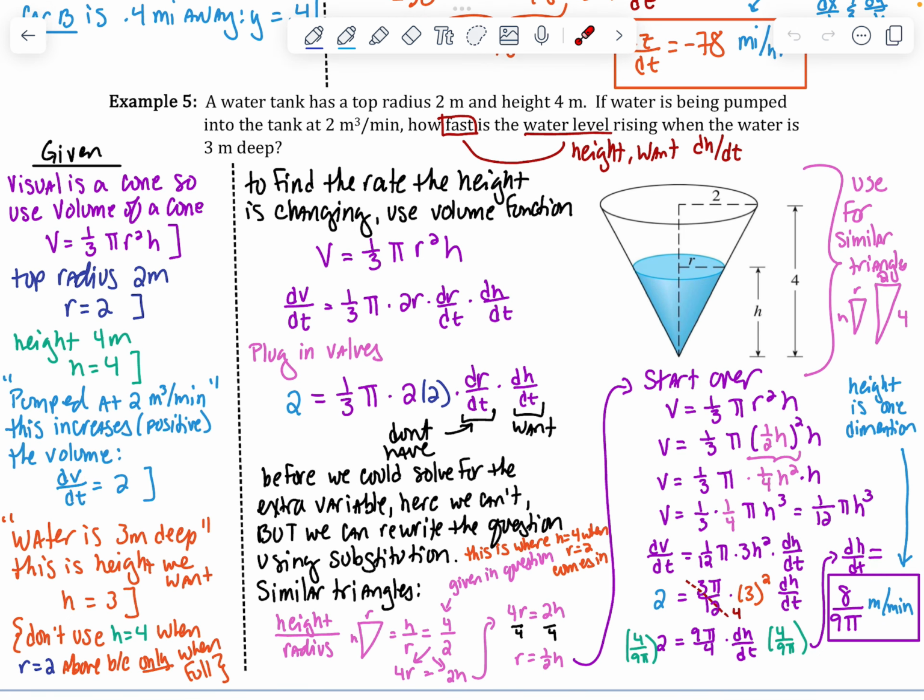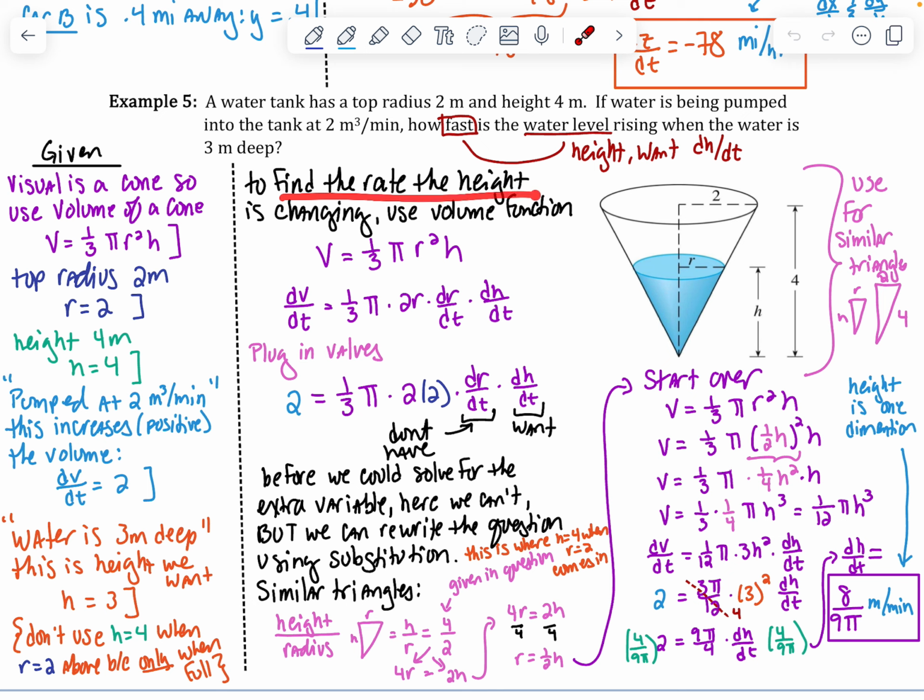So the last piece of information is we want to know how fast the water level is rising. It is going to be a positive answer because it's increasing, but we've got this phrase, when the water is 3 meters deep. When the water is 3 meters deep. So this is the height we want, but be careful because we'd already said that the height was 4, but this is only when the radius is 2, and we'll come back to that in a moment.